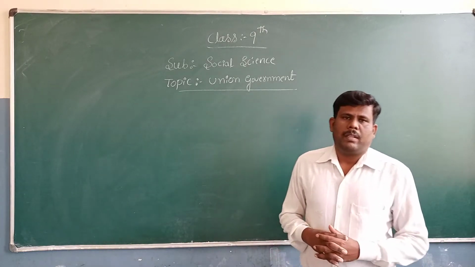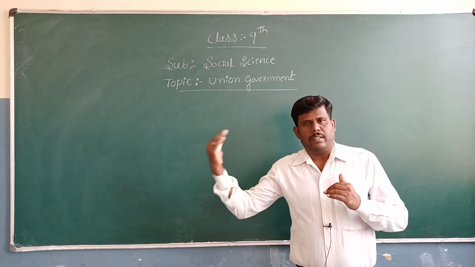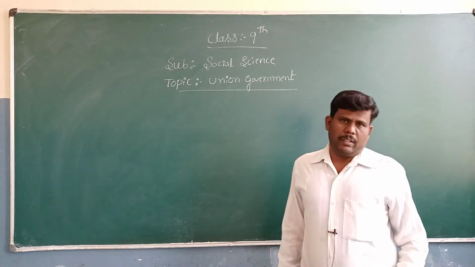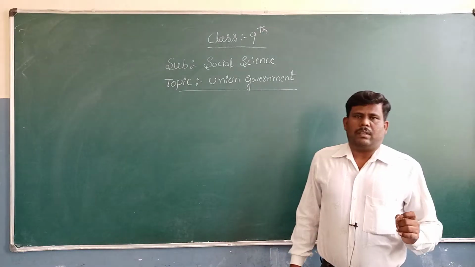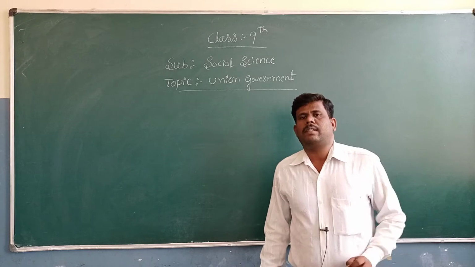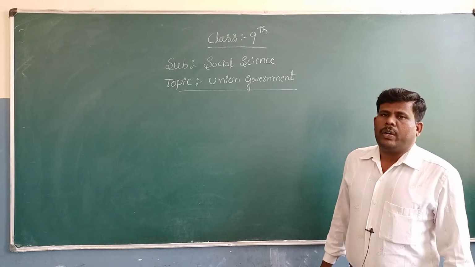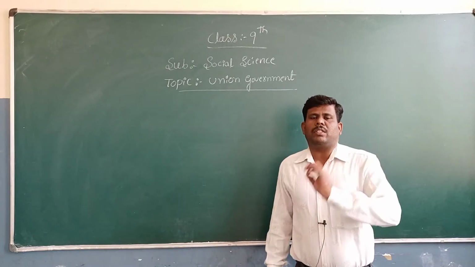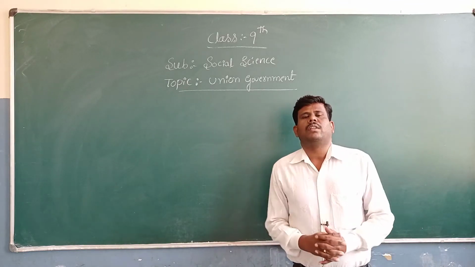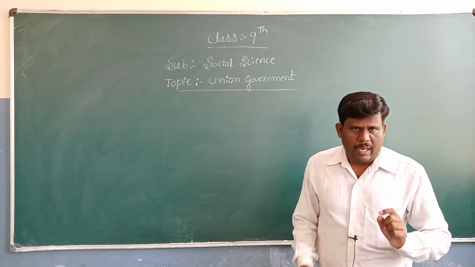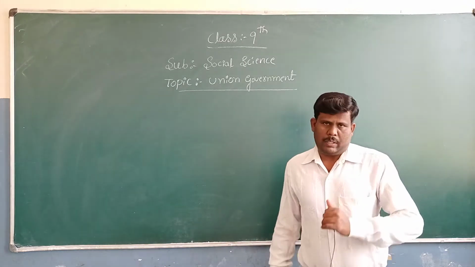In our India, two types of government exist: central government at the central level, and state government at the state level. At the central level, there are two houses, Lok Sabha and Rajya Sabha. Article 79 explains about these two houses. The union legislature is called Parliament. Rajya Sabha is the upper house, Lok Sabha is the lower house.